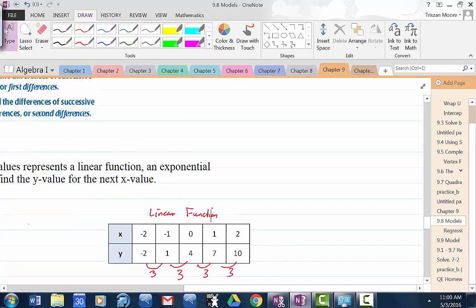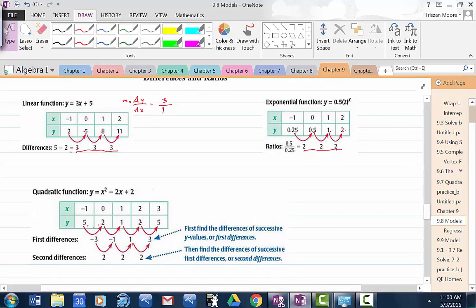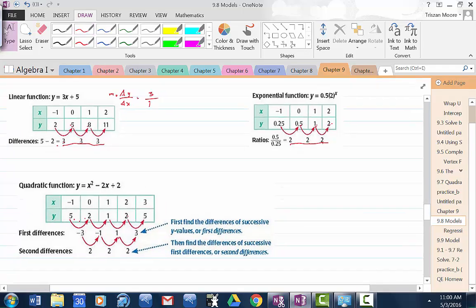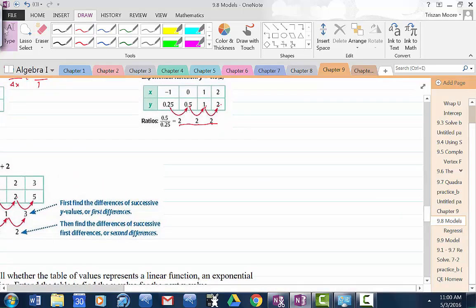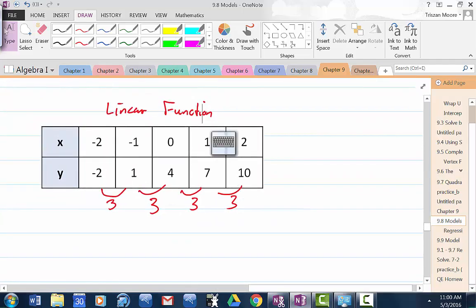Again, remember the rules that we had were up here. If you're linear, that means all your first differences are the same. Quadratic, all your second differences are the same. And if exponential, that means your ratios between the output values are the same. Here we know this is a linear function. So let's find out what this is going to be.